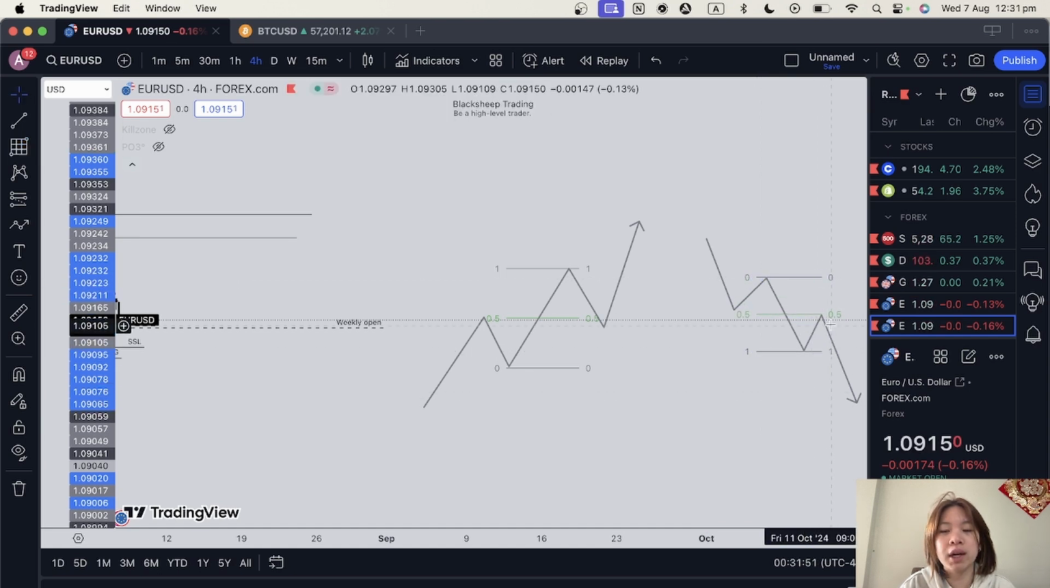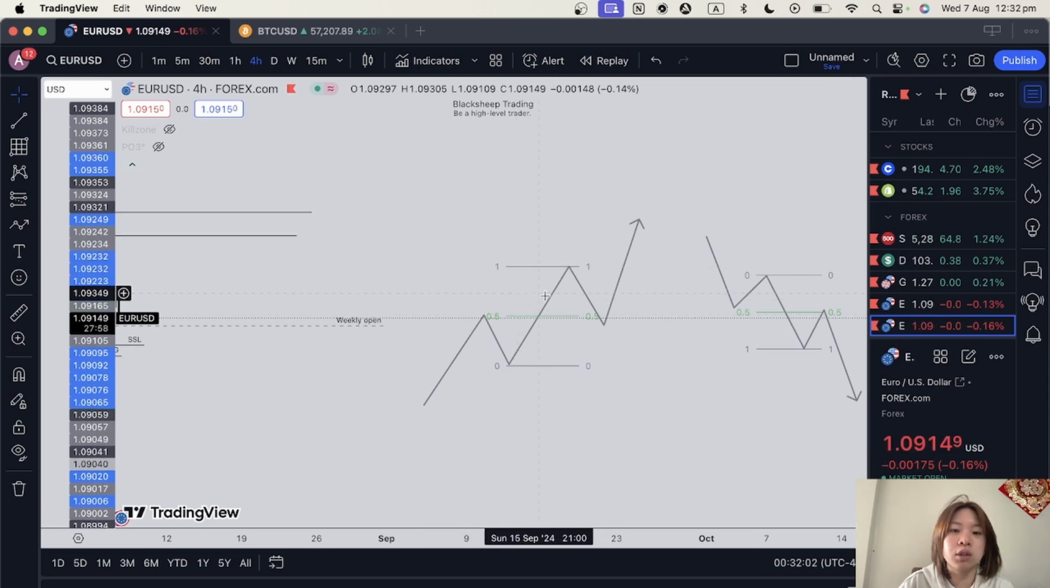And you want to make sure that price either taps equilibrium or goes into it. Wow, it just lines up perfectly. So it taps into it or goes into it before it goes down. This part is called premium, right?